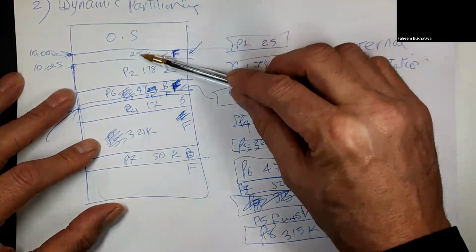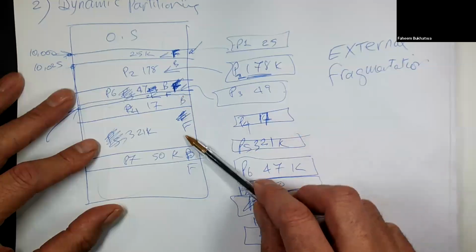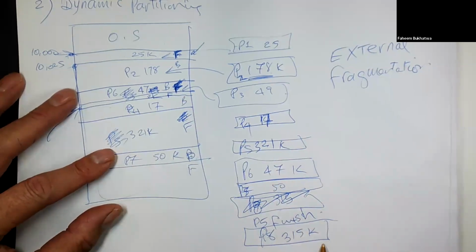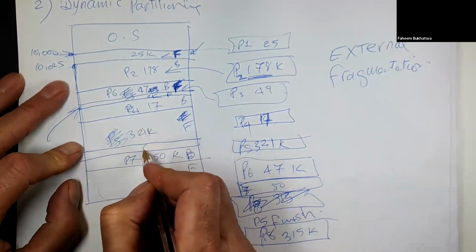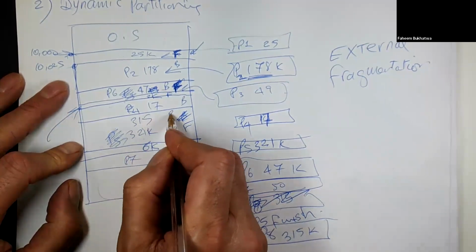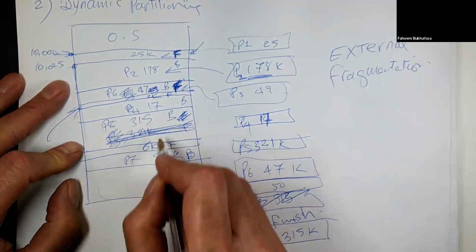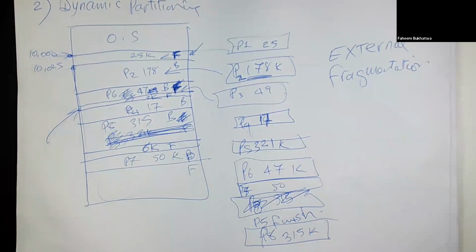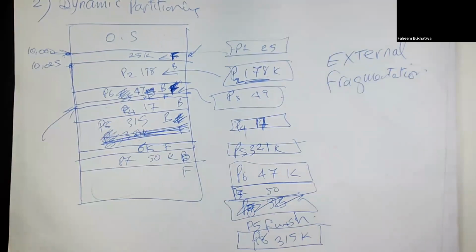So we go down, that's free, but that's too small. That's free, but that's way too small. That's free. It'll fit 315. So we'll chop 315 out of it. That leaves us with 6K free and 315 busy for program number 8. Okay, do you see how it works? Now that's what's left there. The 6K is probably internal fragmentation because it's way too small normally for a program to use.